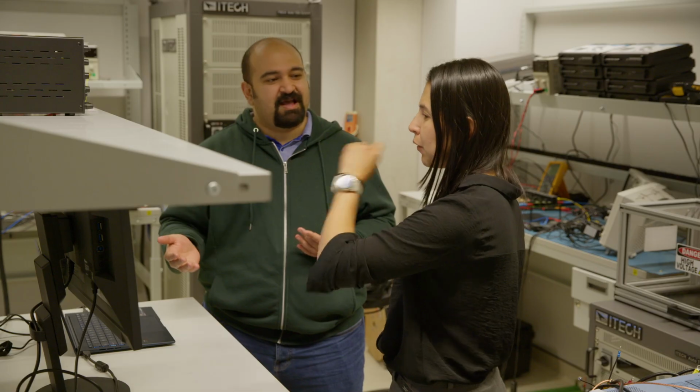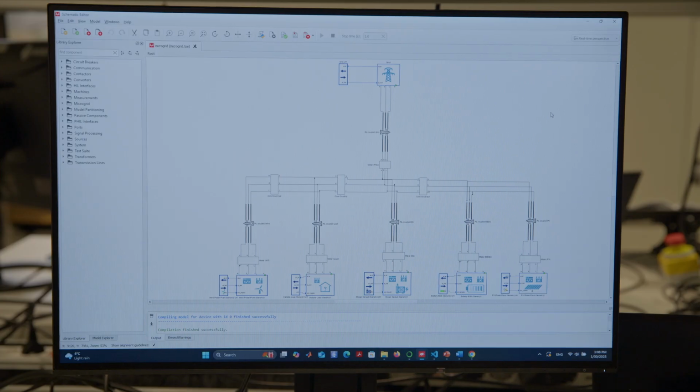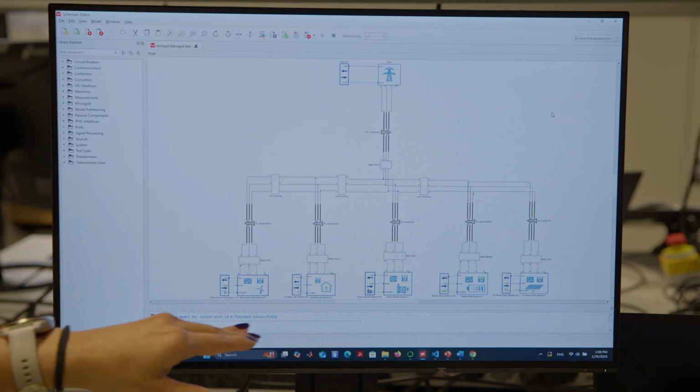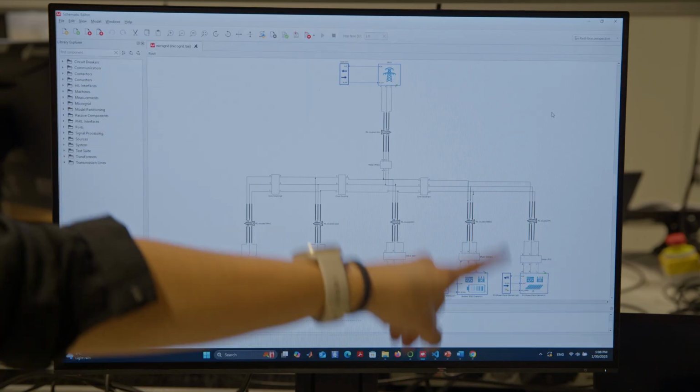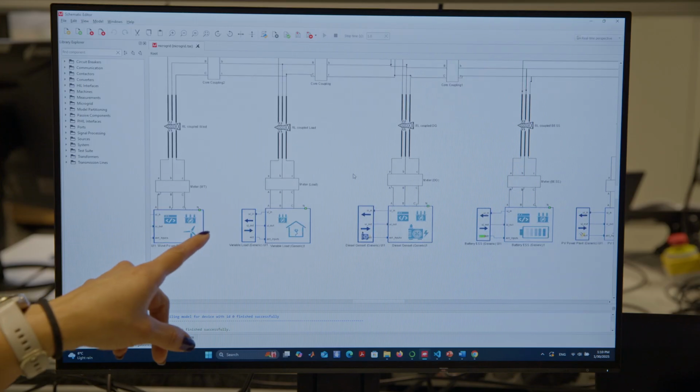I have a student that is working on the co-simulation of power systems and power electronics. So we have a real-time simulator in our lab. And what he's trying to do is to connect two different softwares. Let's say OpenDSS, which is a software that is dedicated to run power flow calculations, so it's more dedicated to the big electricity grid, let's say, a distribution system.